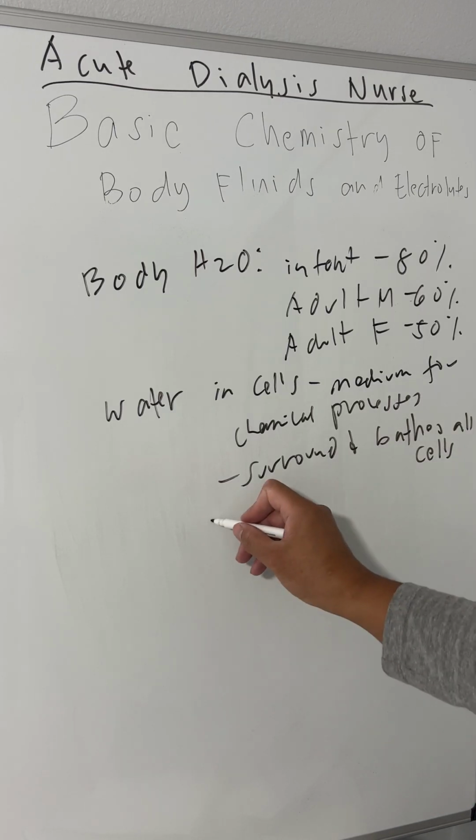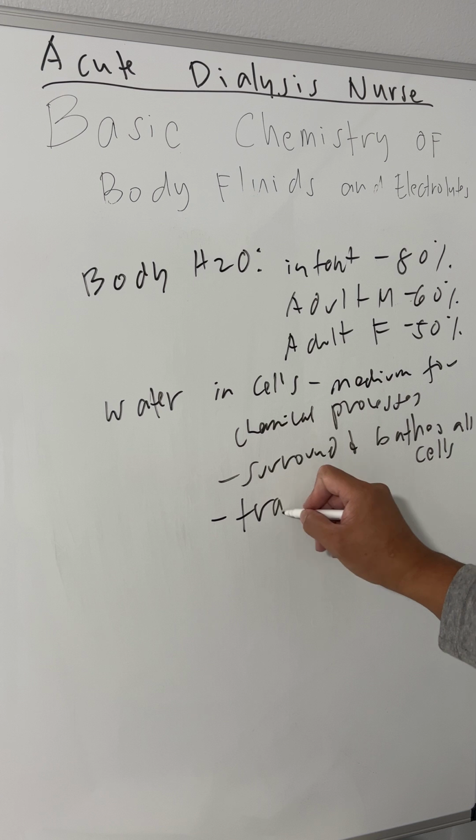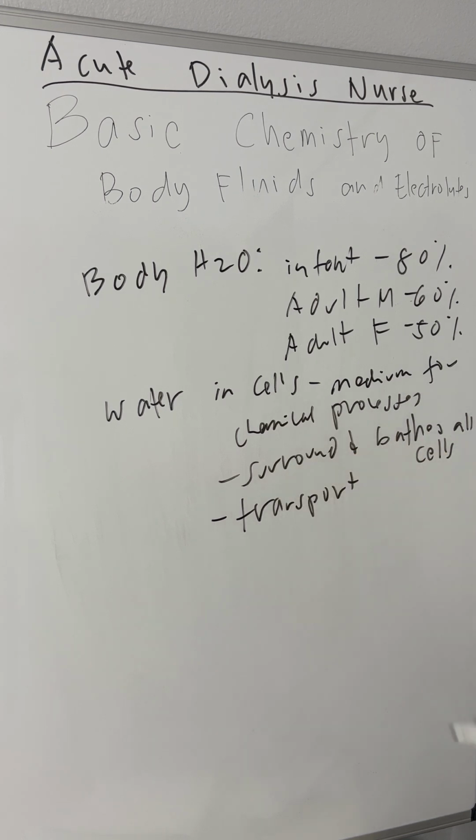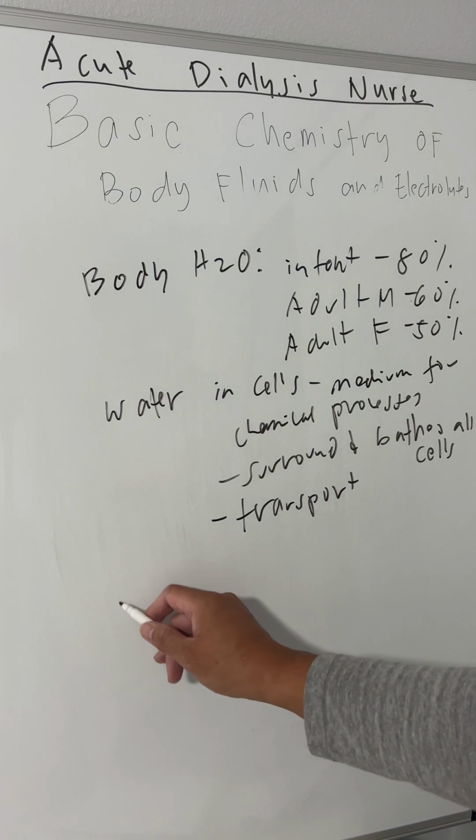And of course, they serve as our transport mechanism. They're the vehicle for nutrient transport into the cell, and vehicle for waste transport out from the cell to the outside environment. Okay, so let's go with body water compartment.